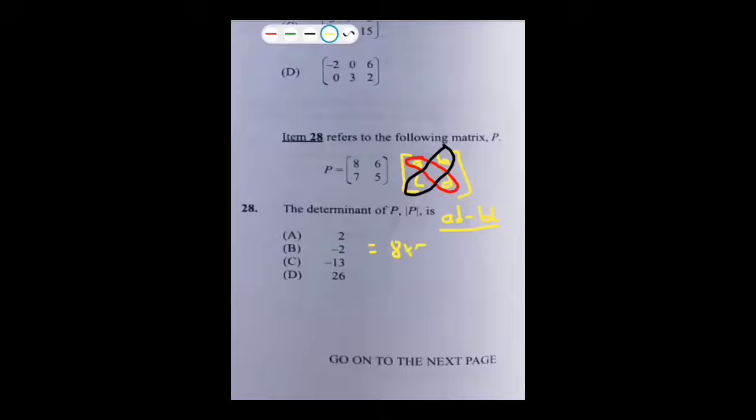And then we have multiplied by D, which is 5. And then we're going to subtract that by 6 multiplied by 7. 8 multiplied by 5 would give us a value of 40. And then 6 multiplied by 7 would give us a value of 42. Subtracting that, we'll have an answer or a determinant of -2. So our answer would be B.